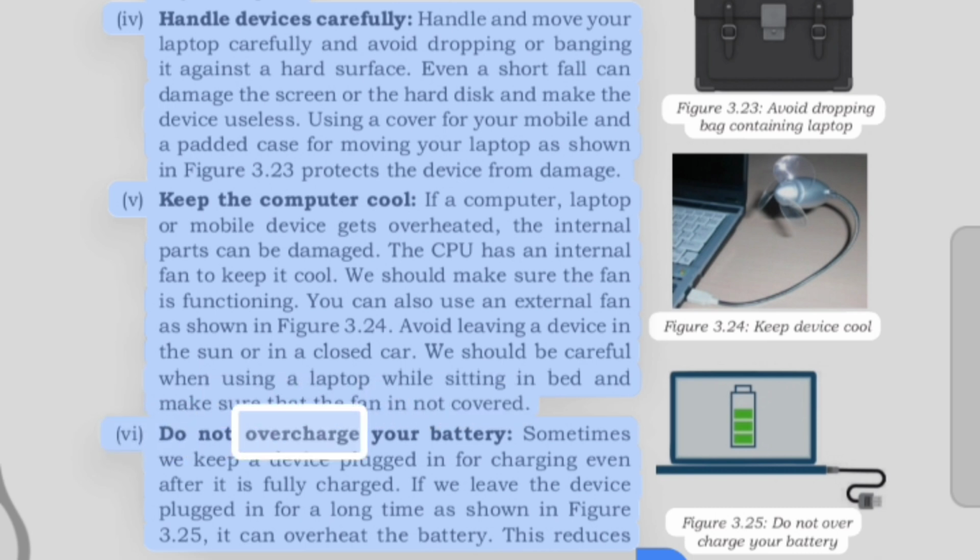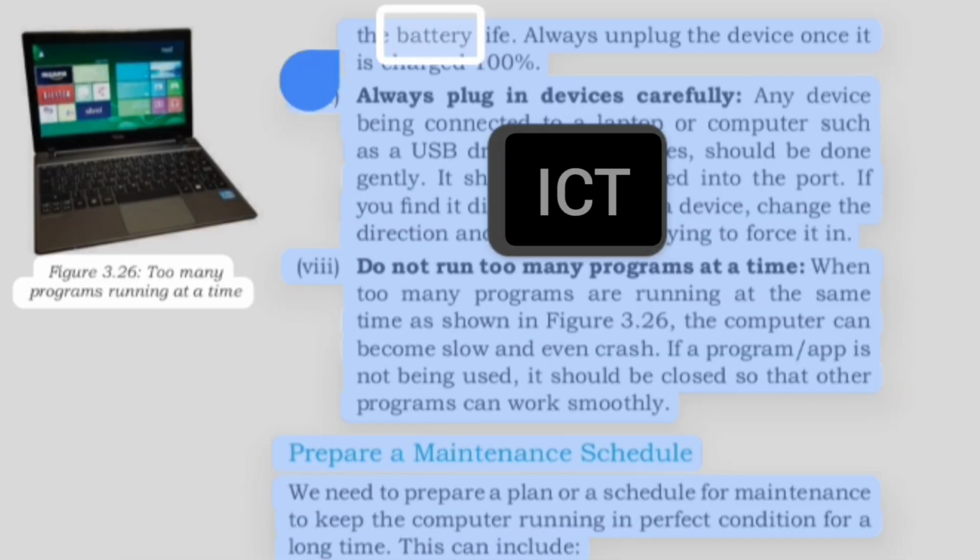Do not overcharge your battery. Sometimes we keep a device plugged in for charging even after it is fully charged. If we leave the device plugged in for a long time, as shown in Figure 3.25, it can overheat the battery. This reduces the battery life. Always unplug the device once it is charged 100%.